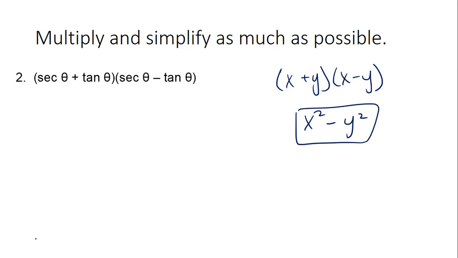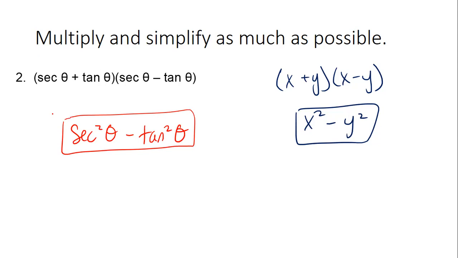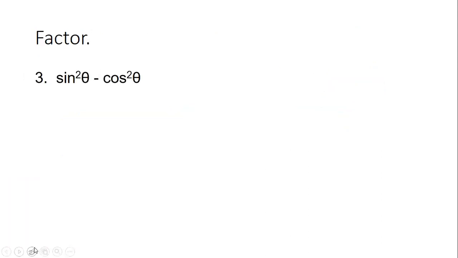So what do you think is going to happen with the trig? I have the addends are the same, but plus and minus. So what does this condense down to? So it becomes secant squared theta minus tan squared theta. Yes. All right. On to the next.